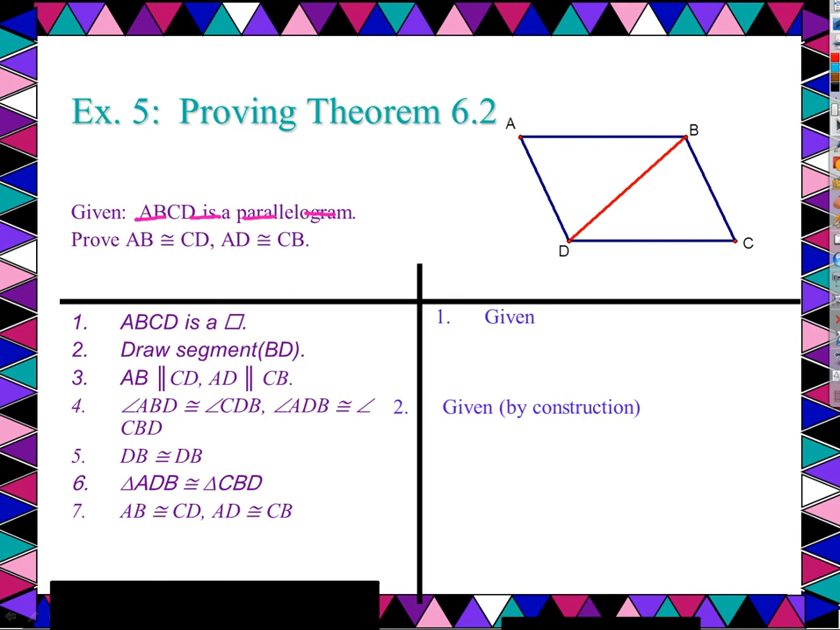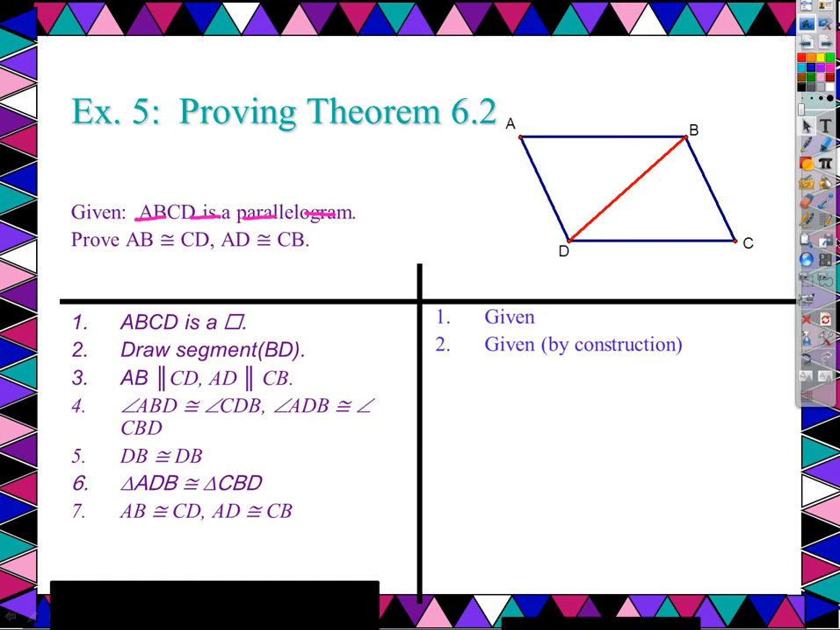Okay, so if we do that, how about this next step? How do we know that side AB is parallel to side CD and side AD is parallel to side BC? With just the stuff that we're given, how do we know that?